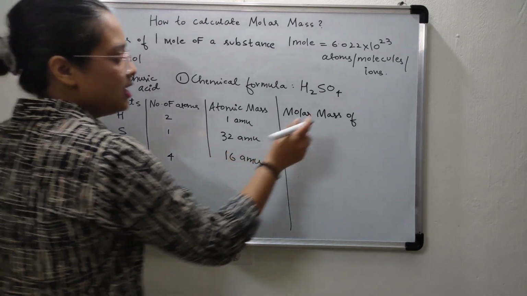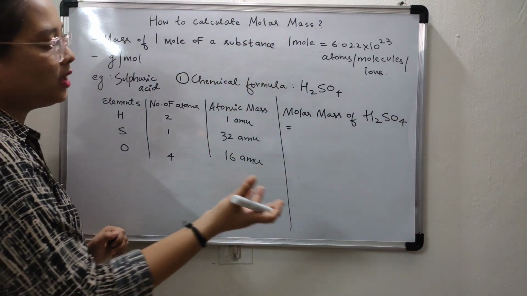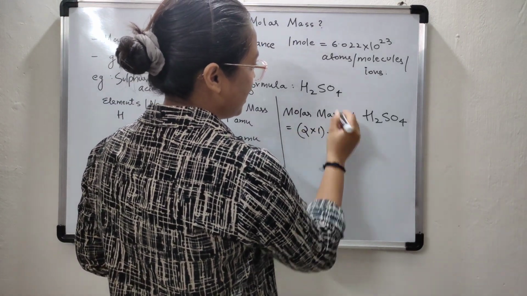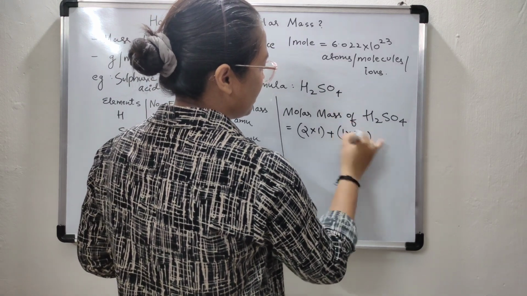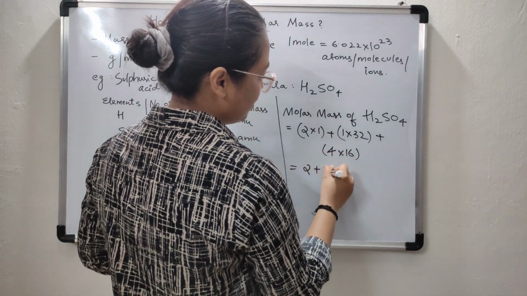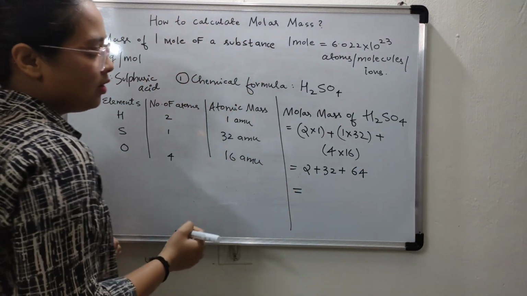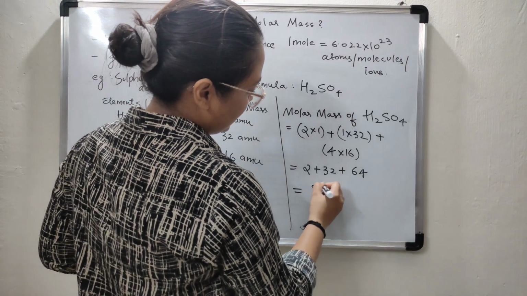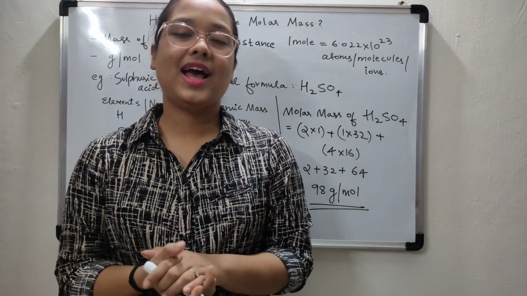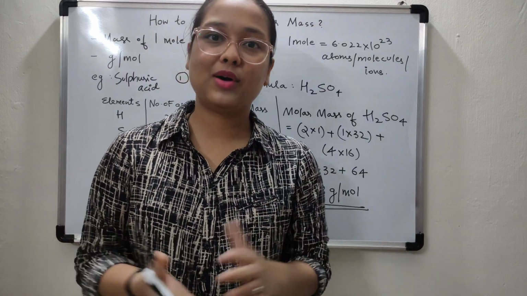Molar mass of sulfuric acid. Again here you will have 3 products because you are dealing with 3 elements. So here I will write 2 for hydrogen into 1 plus 1 atom of sulfur into 32 plus 4 atoms of oxygen into 16. So this will be 2 plus 32 plus 16 into 4, which is 64. When you add this up, you will get 98 grams per mole, which is the molar mass of sulfuric acid. I hope you have clearly understood the method, and henceforth you should be able to calculate molar mass of any compound given to you.